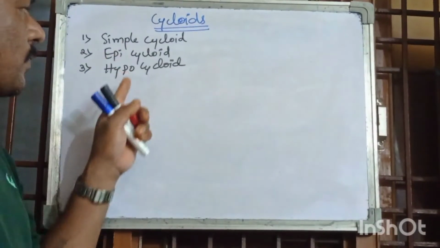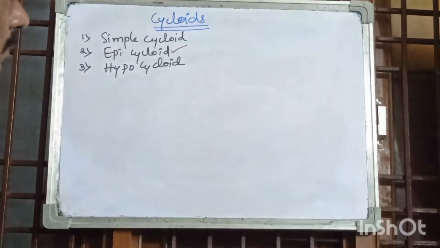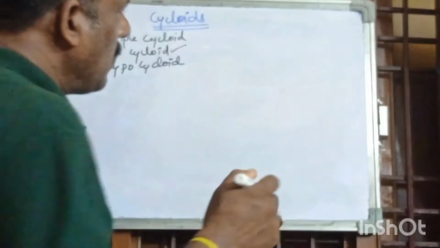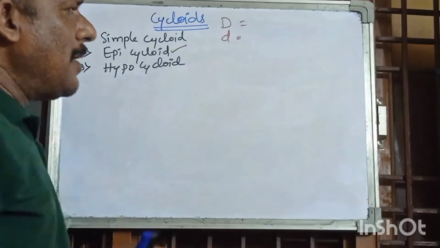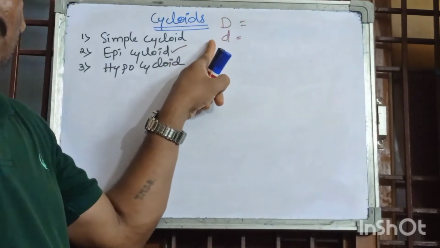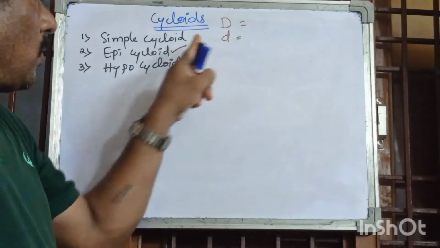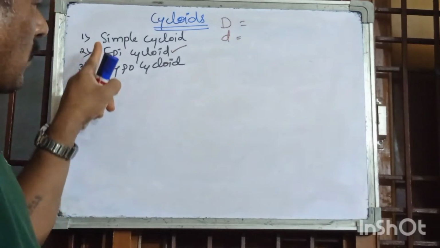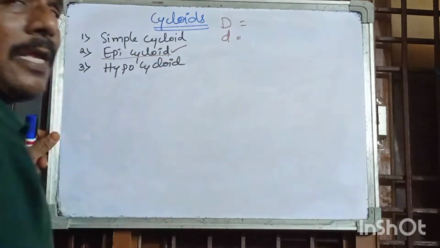The next one is epicycloid. In epicycloid, two diameters will be given in the examination: a capital diameter and a small diameter. One is the directing circle and the second one is the rolling circle. If two diameters are given, you can conclude that it is either epicycloid or hypocycloid. How you can differentiate these two, I will explain; first we go for epicycloid.